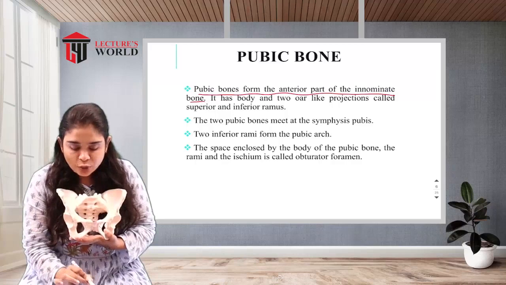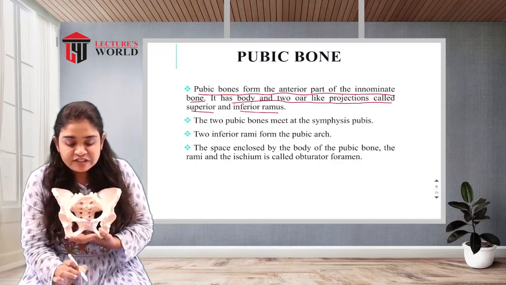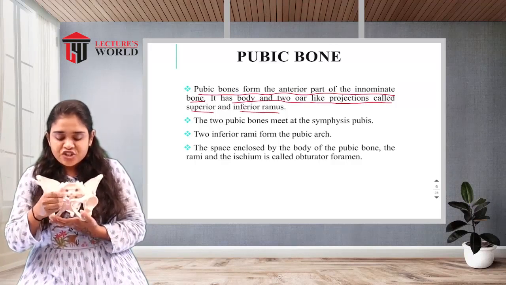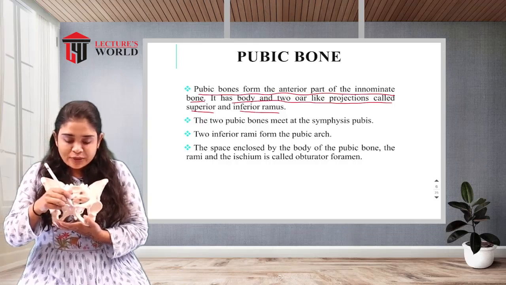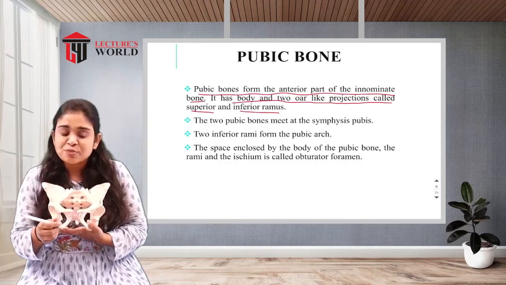It has a body and two projections known as the superior and inferior ramus. Here you can see they are making an edge like a circle, right? This edge is the superior ramus and this is the inferior ramus. On both sides it is present.